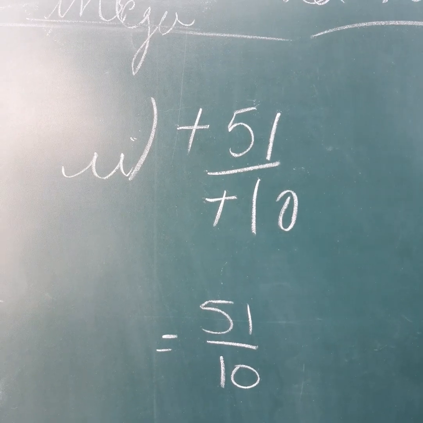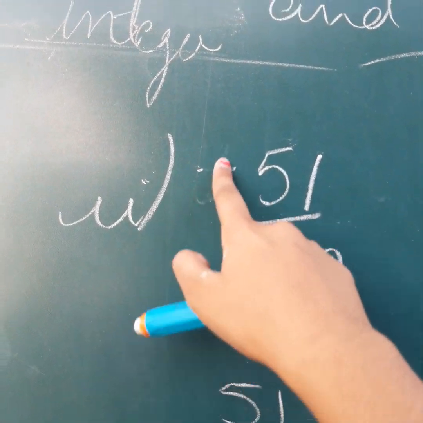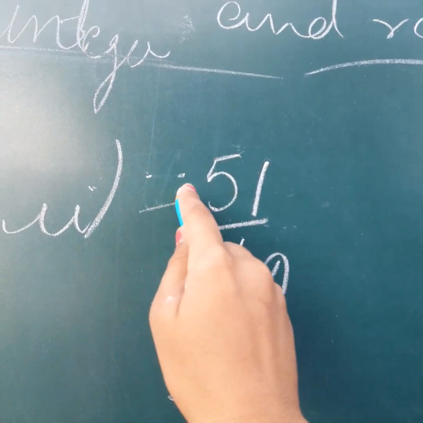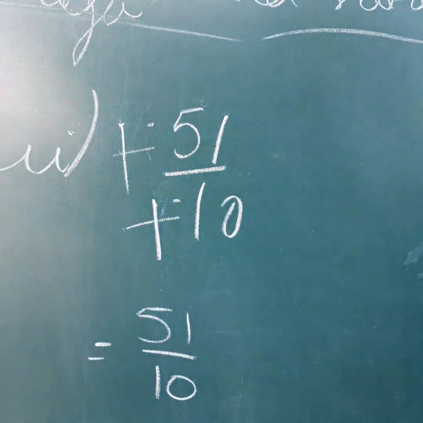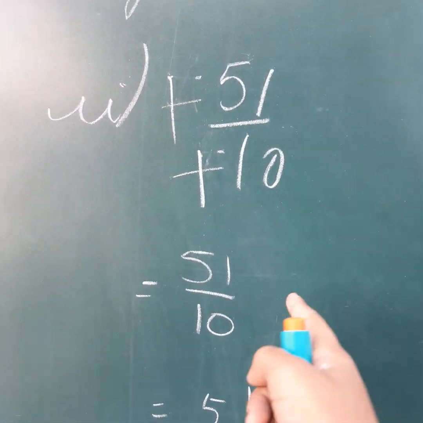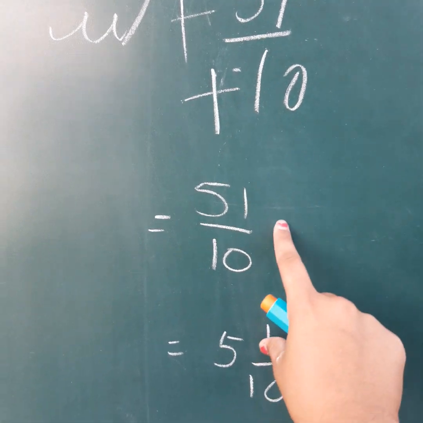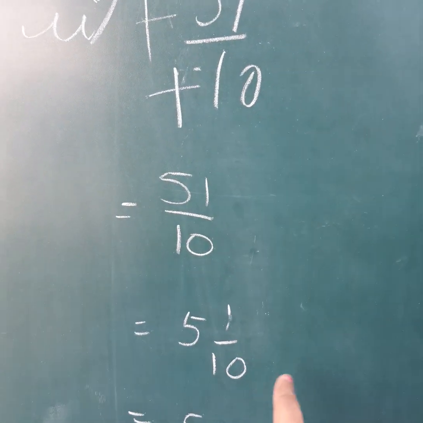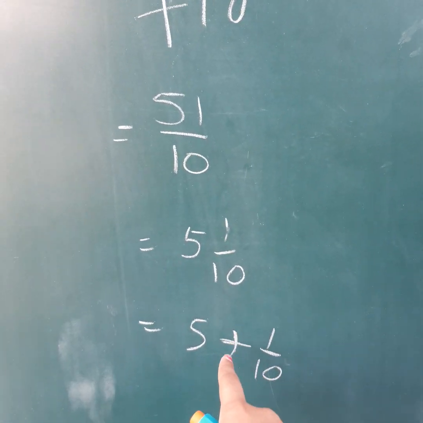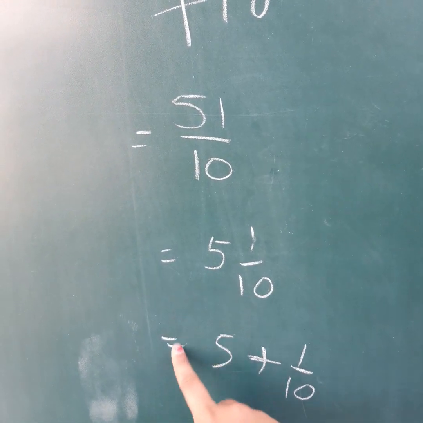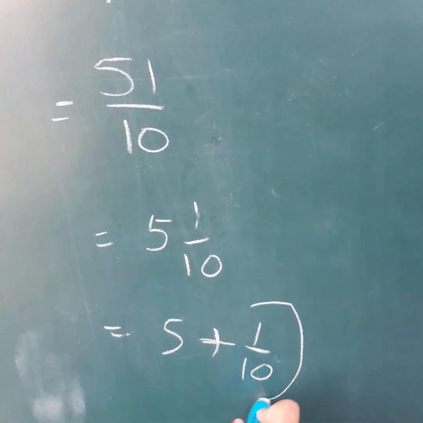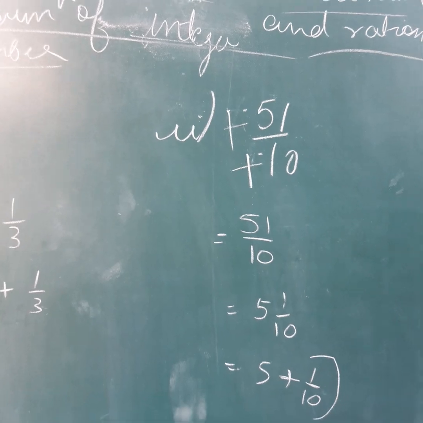In the next question, these both are negative, they cancel each other, and it comes here in positive, and if we convert into a mixed fraction it gives 5 plus 1 over 10, where 5 is the integer and this is a rational number. So here is the ending of this question.